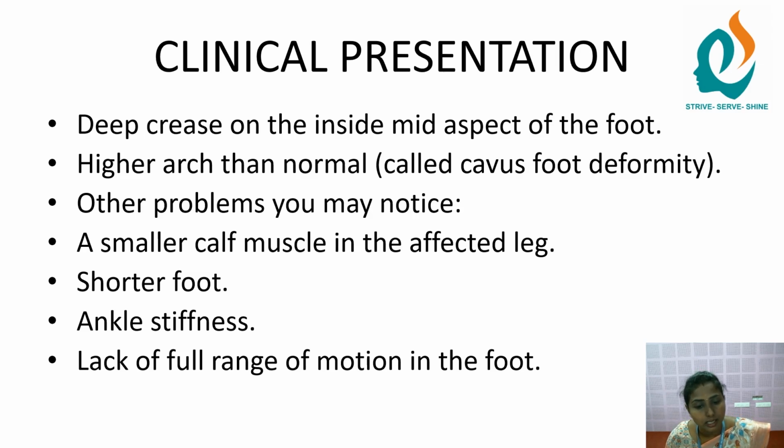Next is ankle stiffness. Next is lack of full range of motion in the foot. So when a baby is having congenital talipes equinovarus, the baby will not have proper movement of their range of motion. So they cannot do proper pronation or extension, flexion, abduction, adduction. They may have some deformities related to it. So that will be lacking in the children who are having clubfoot.